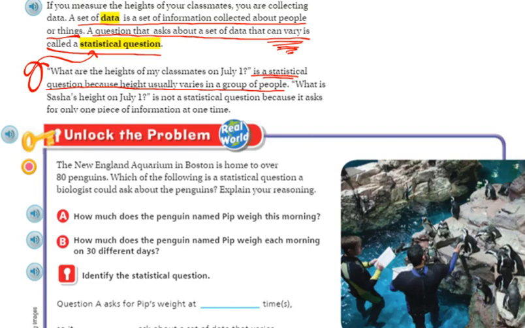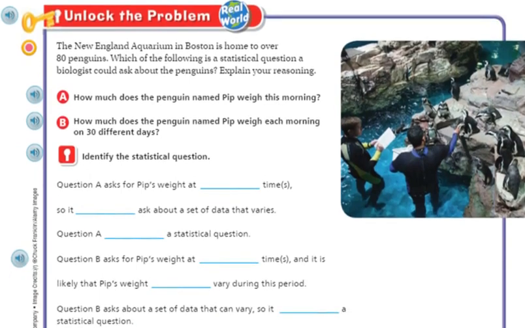What is Sasha's height on July 1st is not a statistical question because it asks for only one piece of information. Sasha's only going to be so tall on July 1st. That's not going to vary. So you're going to have one answer, one number for that question. So that makes it not a statistical question. So that's really what we're going to be exploring within this lesson for 12.1, is determining what is a statistical question. We'll be writing some statistical questions and looking at some information for statistical questions. That's a tongue twister if you say it real fast.